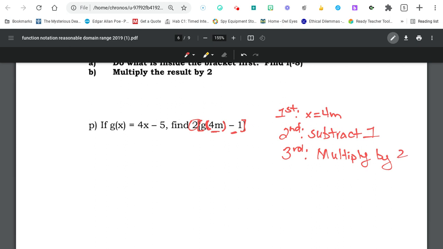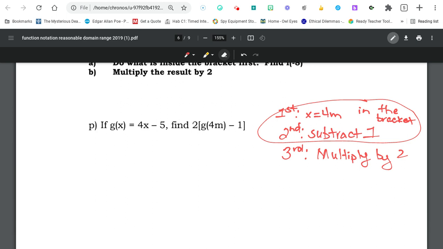And how did I know to do these first? They were in the bracket. And I'm following order of what? Operations. Do this in the bracket first. Okay, so first of all, let's find g of 4m. So I'm going to change this x to 4m. So I ended with 16m minus 5. Okay, check. I've done that. I changed my x to 4m. I've simplified it as much as possible.